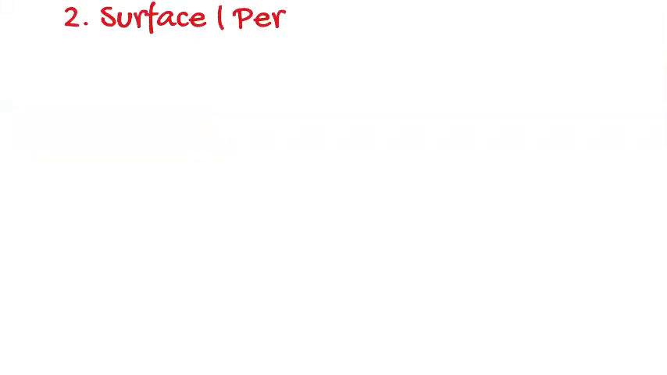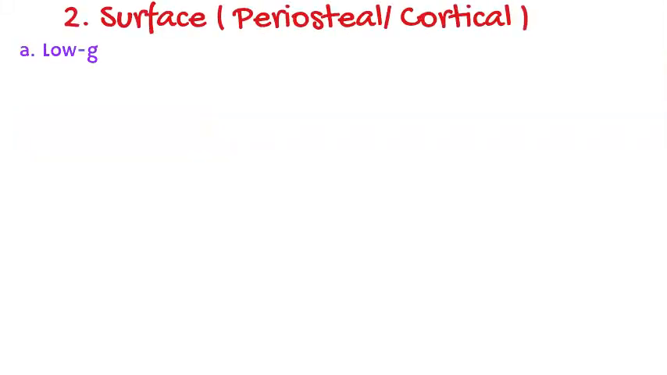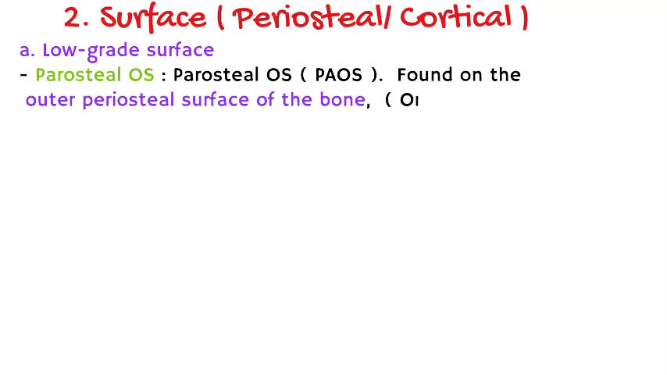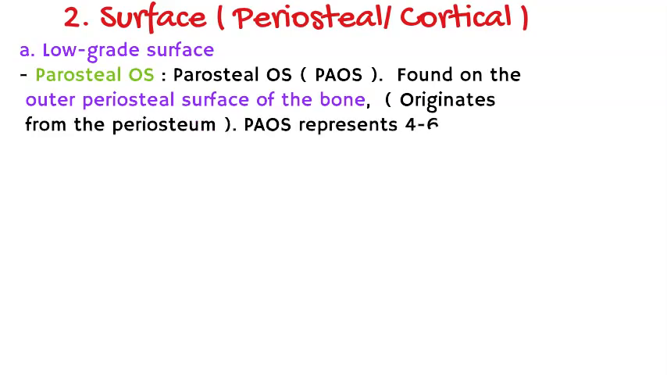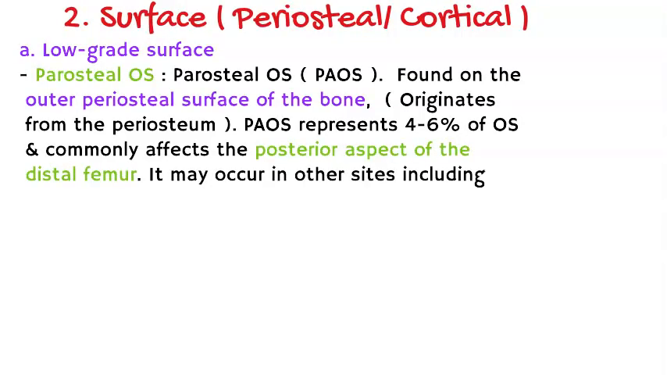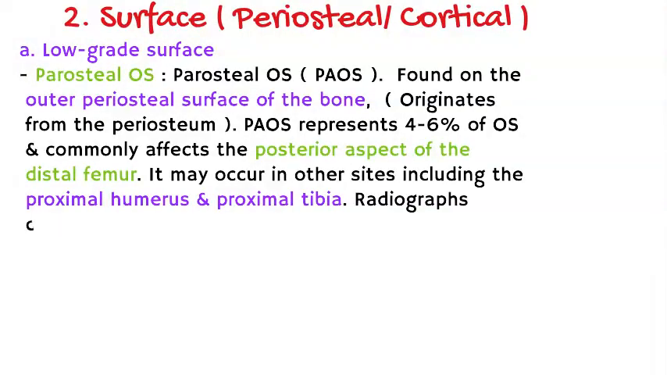Number 2, surface, or periosteal, or cortical. A, for low-grade surface, is parosteal osteosarcoma, PAOS. It is found on the outer periosteal surface of the bone. That means it originates from the periosteum. PAOS represents 4 to 6% of osteosarcoma and commonly affects the posterior aspect of the distal femur. It may occur in other sites, including the proximal humerus and proximal tibia.